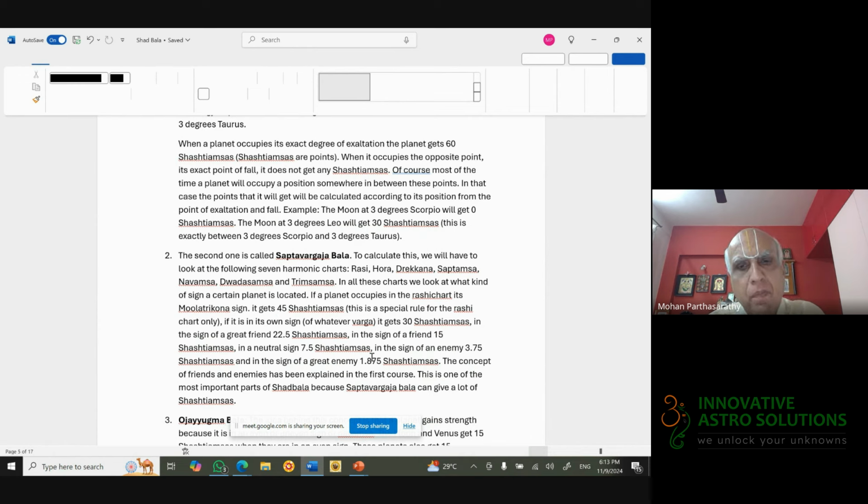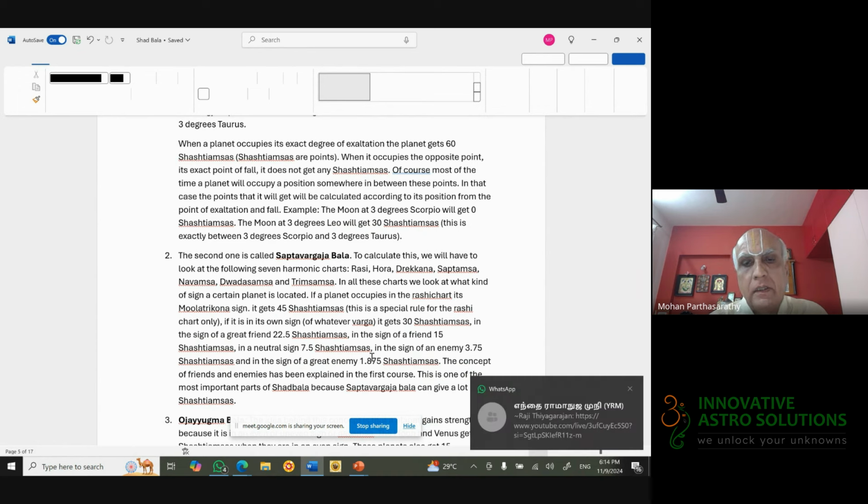If it is in its own sign, it gets 30 Shashti Amsas. For example, Moon, if it is in Cancer, Katakarasi, it gets 30 Shashti Amsas. If it is in the sign of a great friend, it gets 22.5 Shashti Amsas. If it is in the sign of a friendly house, it gets 15 Shashti Amsas. In its neutral sign, it gets 7.5 Shashti Amsas. In the sign of an enemy house, it gets 3.75. And in the sign of a great enemy, it gets 1.875 Shashti Amsas.